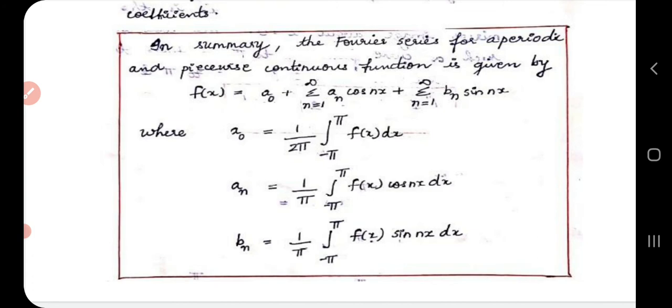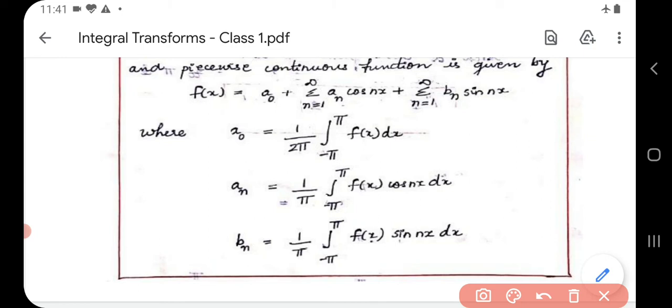a0 is equal to 1 by 2 pi, integral from minus pi to plus pi of f of x dx, an is equal to 1 by pi, integral from minus pi to plus pi of f of x cos nx dx, and finally bn is equal to 1 by pi, integral from minus pi to plus pi of f of x sin nx dx. So here, don't get confused. For an it is cos nx, for bn it is sin nx. Okay, so study this formula very well.